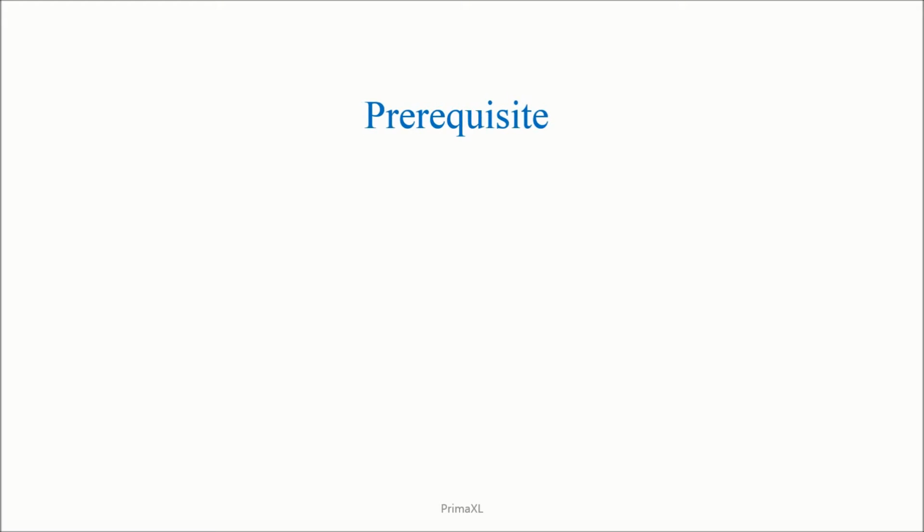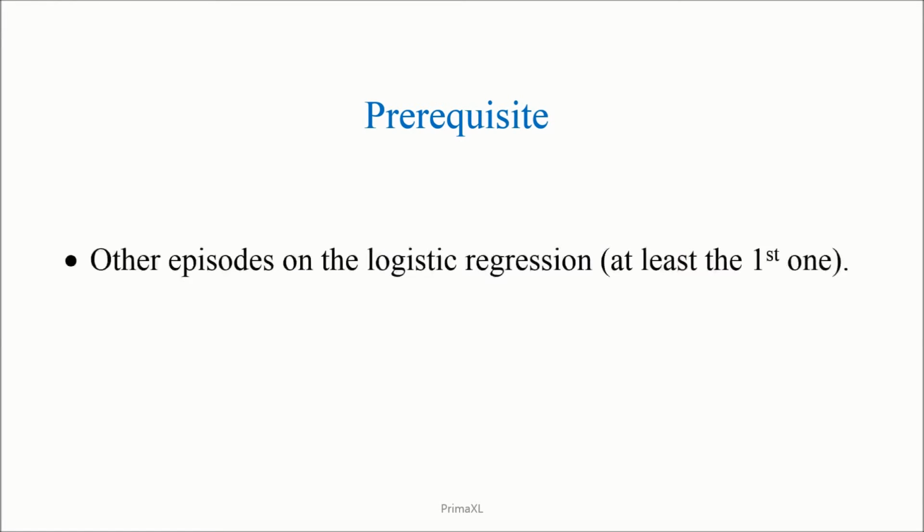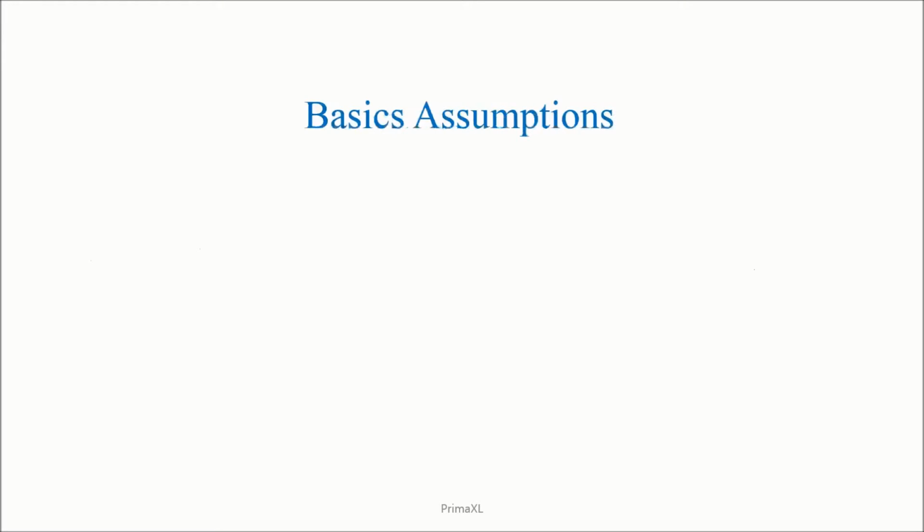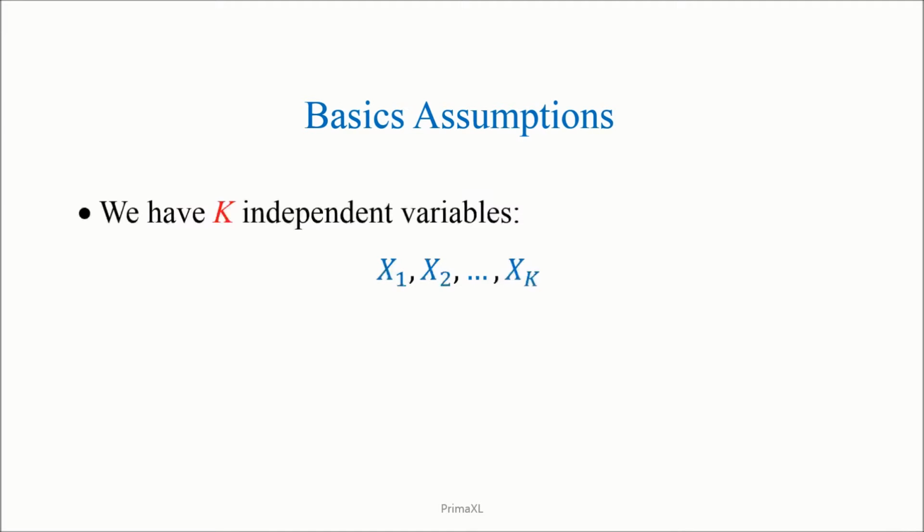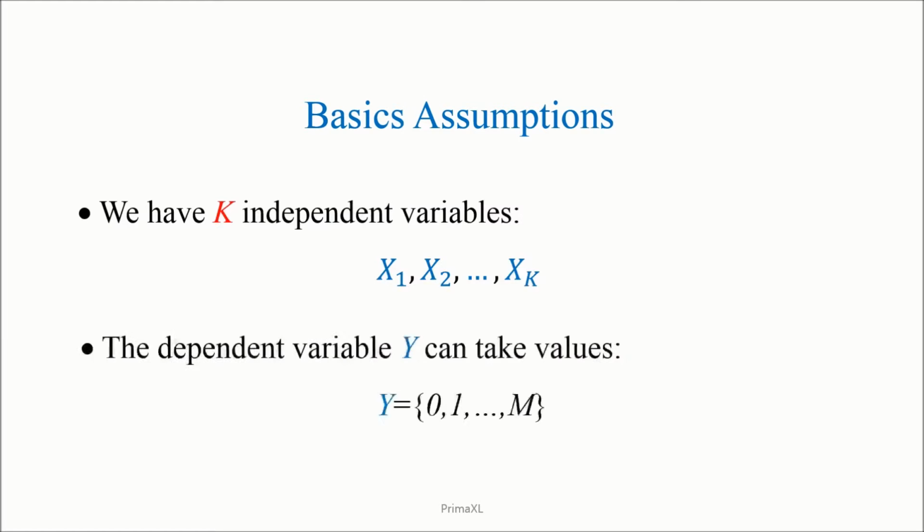There's a prerequisite for this video. Please watch the previous episodes on the logistic regression, at least the first one of the series. The basic assumptions are, we have a number of independent variables. They are usually denoted as x1, x2, and so on. And there is one dependent variable denoted as y, of which values can be 0, 1, 2, up to a maximum.